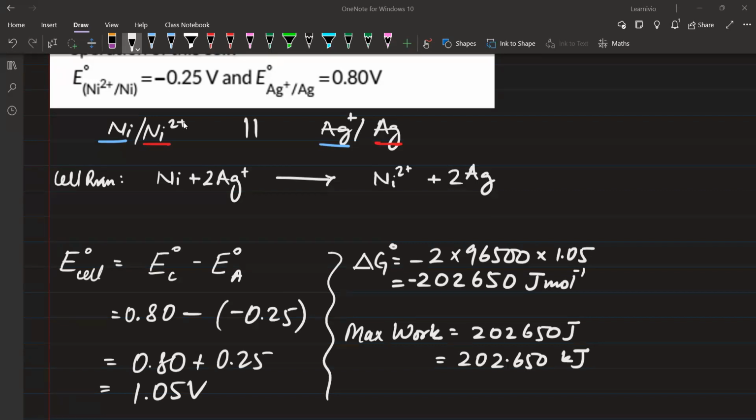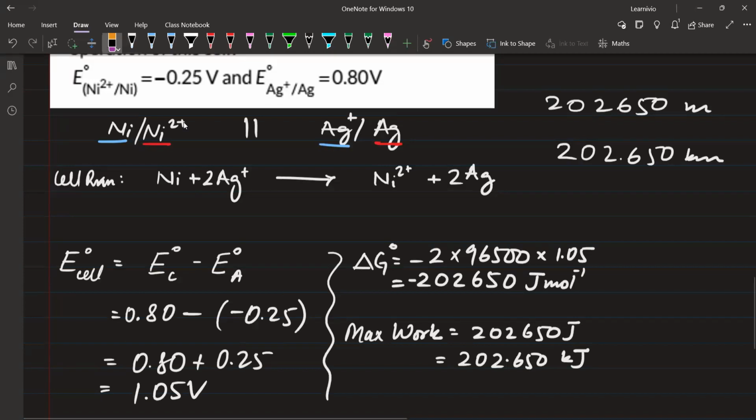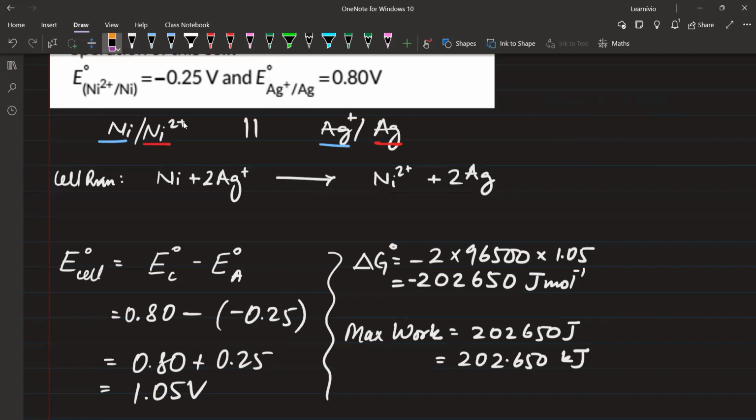Also, I think the reason we write kilojoules is this: if I tell you 202650 meters, that will not make much sense to your mind. But if I say 202.650 kilometers, then that will make more sense, because it is approximately 200 kilometers, right? Yes, sir. Okay, so I think that is the reason.